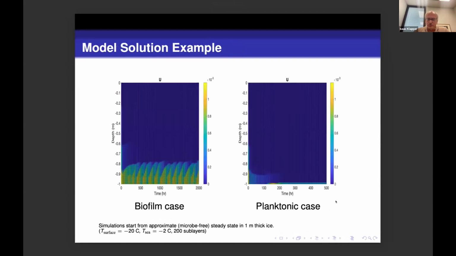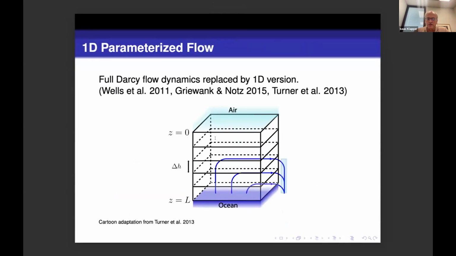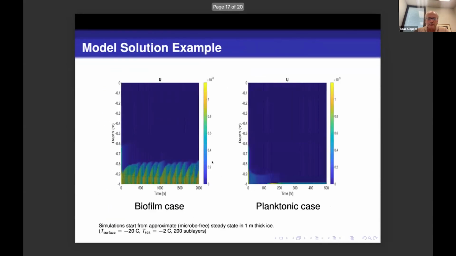Okay, so here's an example solution. What I'm plotting here is the upwards velocity. So we have a velocity that's moving things up, or it could be 0 in upper regions of the ice. And that's plotted here versus depth. So up here, there's no upward velocity at all. Time is this way. And you can see this is the biofilm case, and we actually get, that's kind of interesting, a periodic geyser, sort of. So this is stuff that's moving up, not showing the stuff that's coming out.